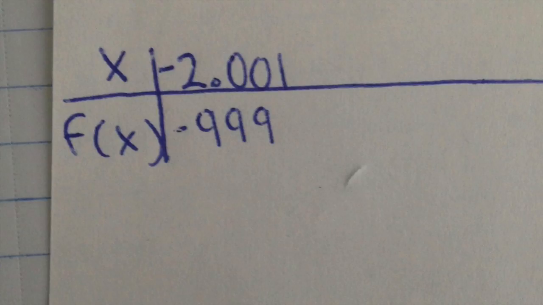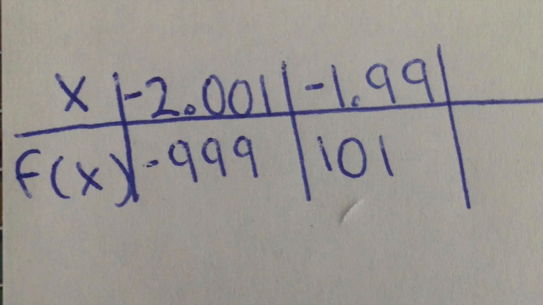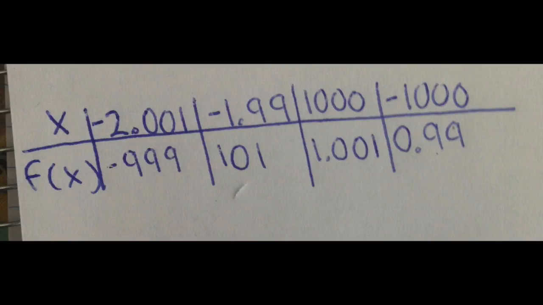I'm starting with -2.001, which when plugged into our equation gives us a very large negative number. Next I'm going to try -1.99, which gives us a very large positive number. Now I've picked some very large positive and negative numbers.